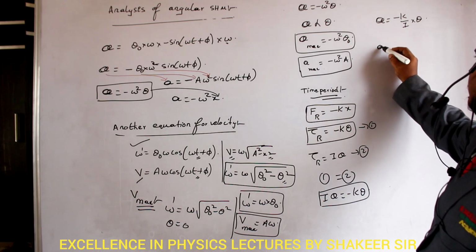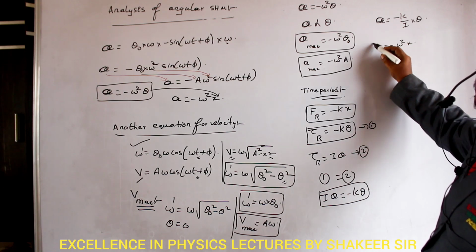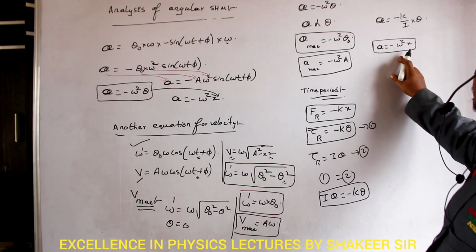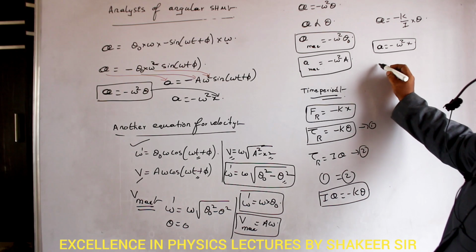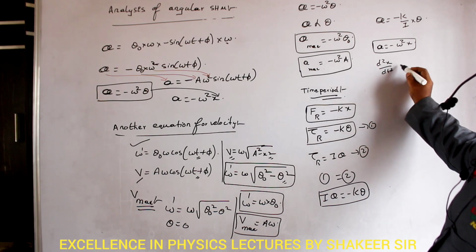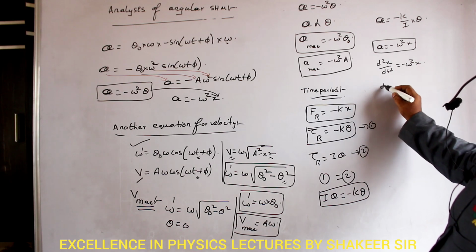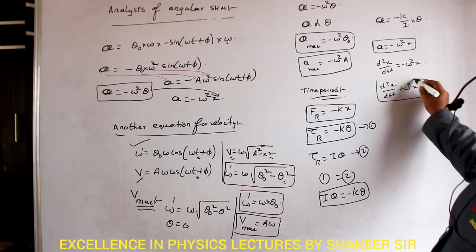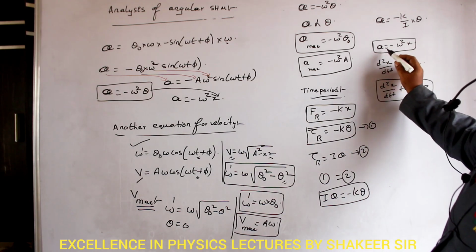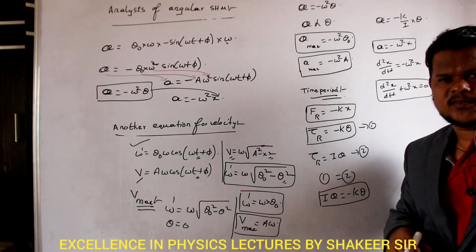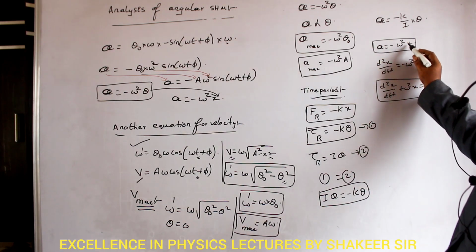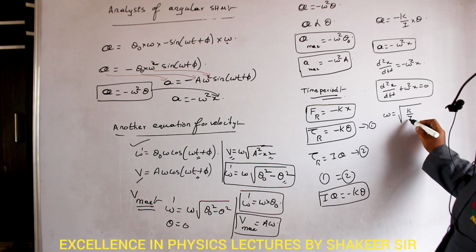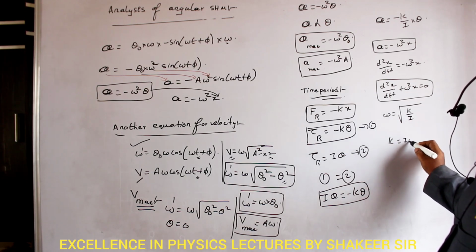This relation is comparable with a is equal to minus omega square into x. Clear? If I compare both of these relations, this is the basic equation of SHM. a is equal to minus omega square x, or I can write d square x by dt square is equal to minus omega square x, or d square x by dt square plus omega square x is equal to 0. This is the basic equation of SHM. Whatever equation is of this form, it should definitely be a simple harmonic motion. Comparing these two relations, I can write omega is equal to square root of k divided by I, or k is equal to I into omega square.